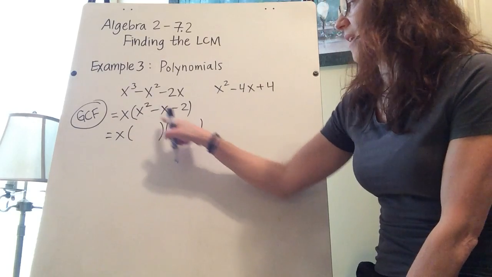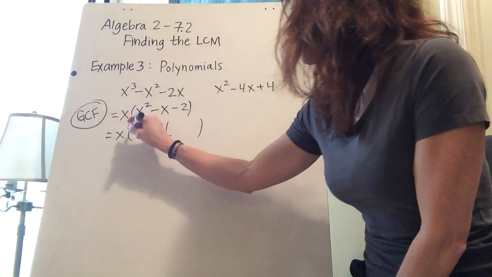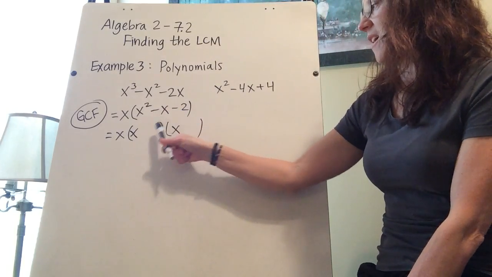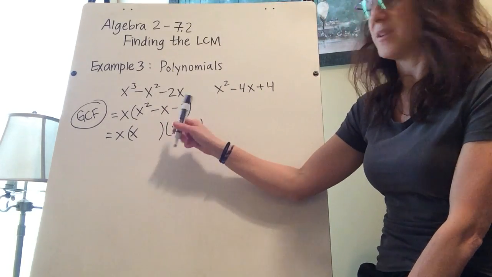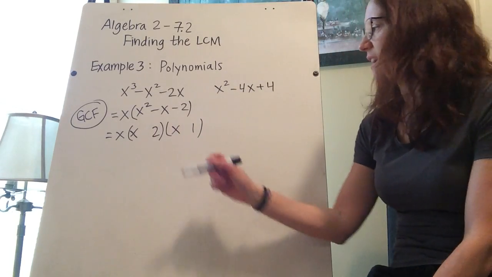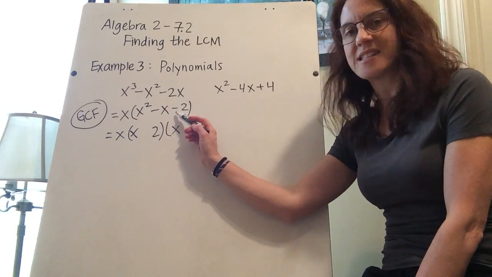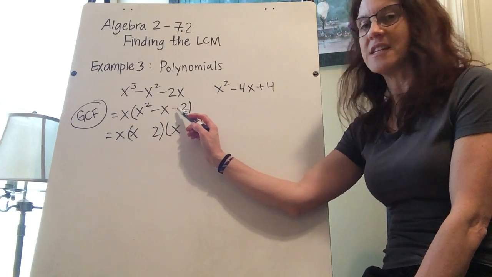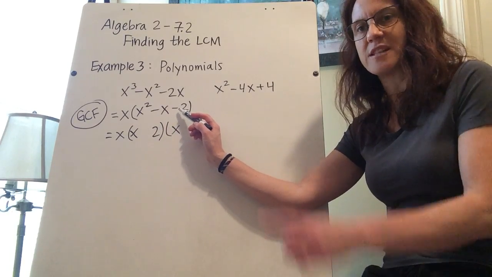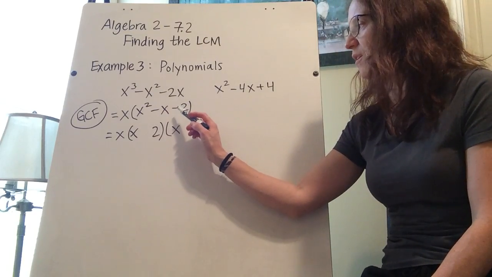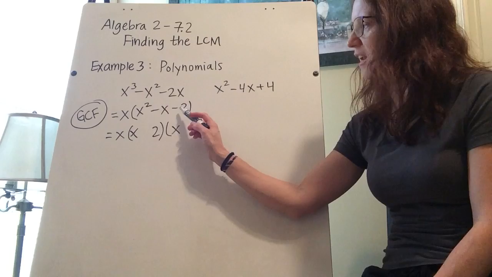The first two have to multiply to the first term here, so that's x times x. The last two have to multiply to the last term, so that's 2 and 1. Then we look at the signs. Remember that the last sign in the quadratic tells us if these are going to be the same or different. If it's negative, they're different, because a positive times a negative will give us a negative. So one has to be positive, one has to be negative.